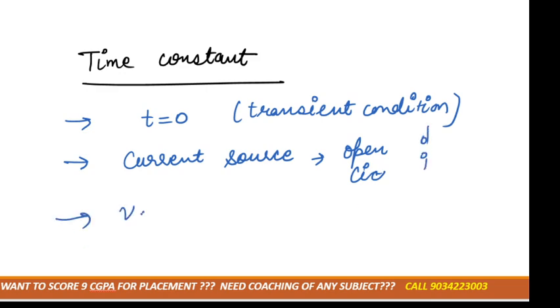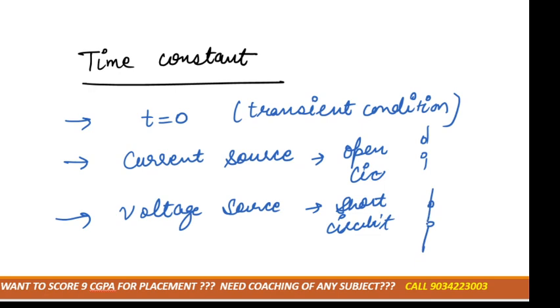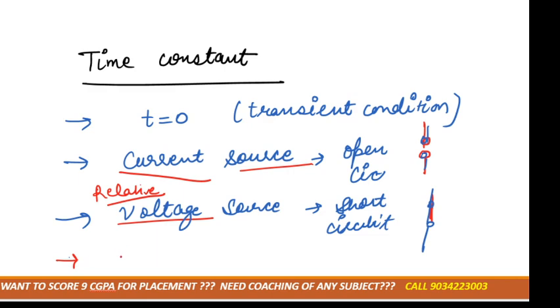And if there is a voltage source, that should be short circuit. Short circuit is like this. And like I told you, the way of remembering also: current source is just like your friend, after seeing your friend you just open the door. Voltage source is just like your relative, after seeing them you just shut the door. Okay, next thing you need to remember, you have to calculate the total resistance.